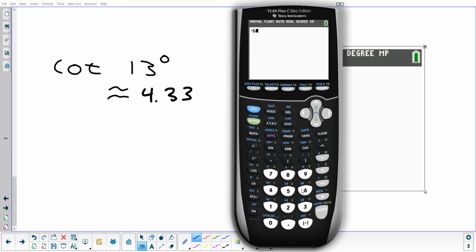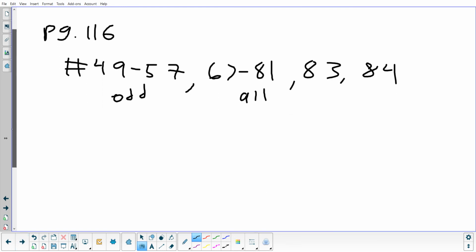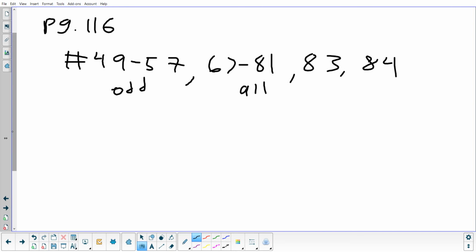All right, so that pretty much covers everything on unit circle trig. So those are the homework problems for tonight. You've got about 15 minutes or so to get started. If you don't have a calculator, 67 to 81, I would recommend doing those right now because you need a calculator for all of those. And we're not doing these last two. So it's just 49 to 57 odd and 67 to 81 odd.